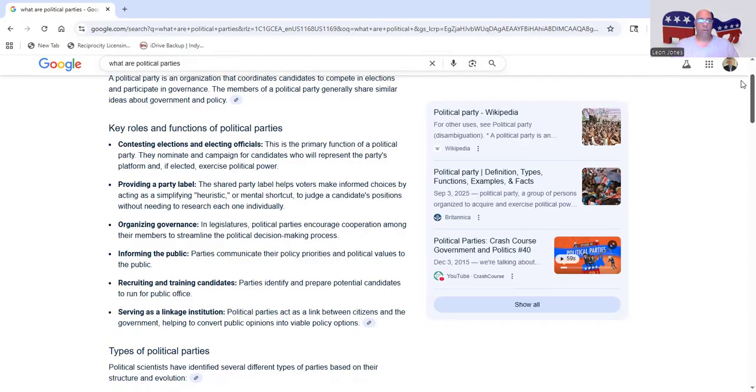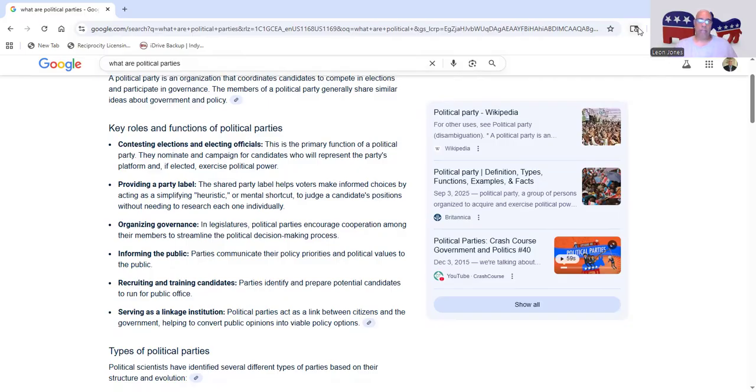Then you have your organized governance. In legislatures, political parties encourage cooperation amongst the members to streamline the political decision-making process. Informing the public. Parties communicate their policy, priorities, and political values to the public.